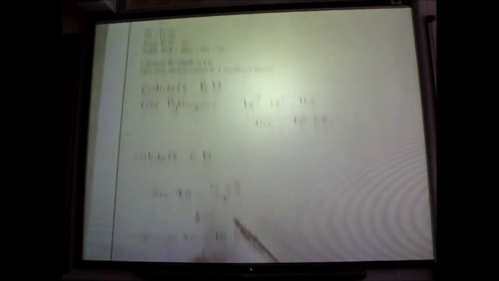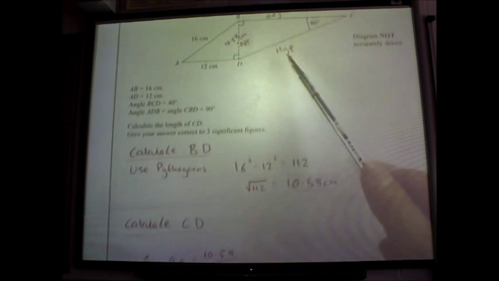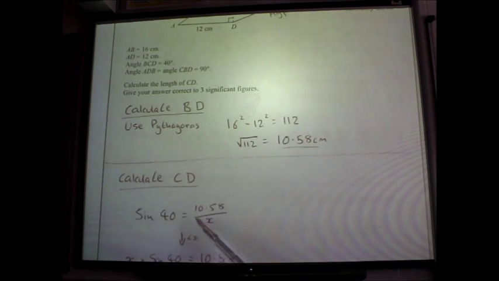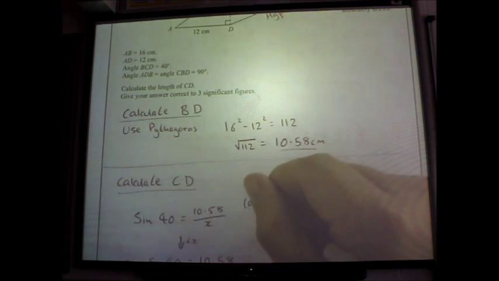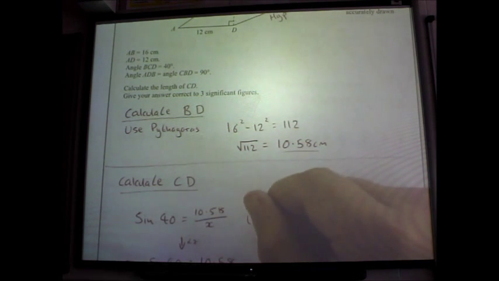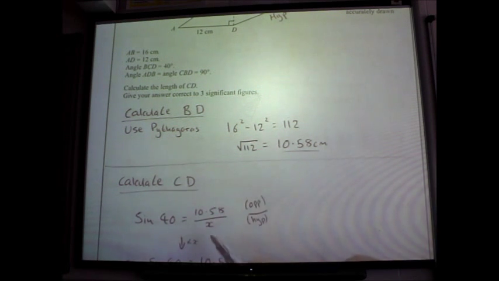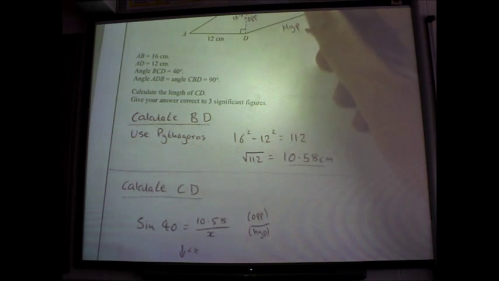So sine 40, because 40 is the angle, equals the opposite. I'll put that in brackets after it. That's opposite over the hypotenuse. And I've called it x because that's the length we're trying to find. So that's x there.